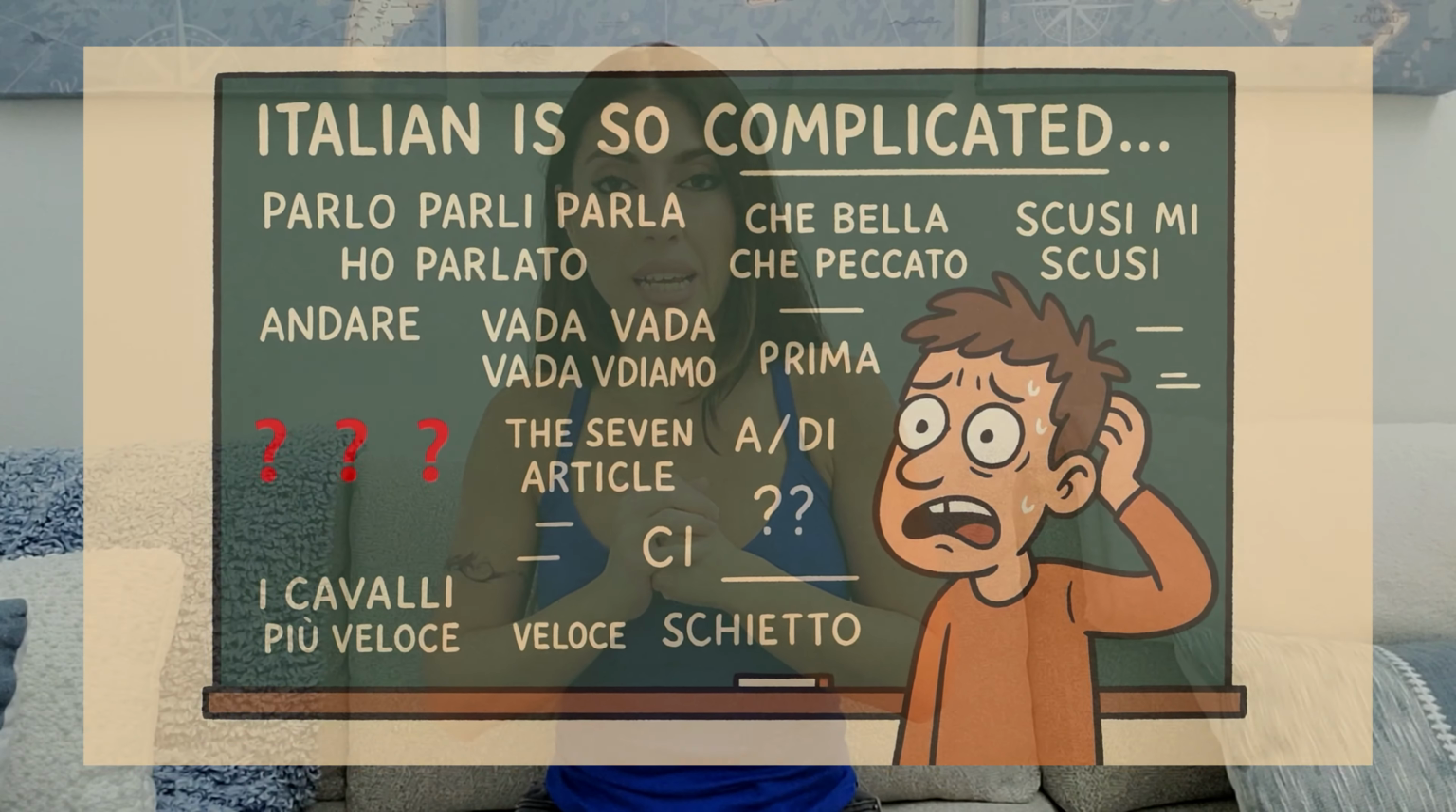In Italian, because we like to make things a little more complicated, even when they should be simple, we have 7 different articles. Can you believe that? But don't you worry, if you follow all the rules, you will be able to know which article to use with which word. Let's look into it.